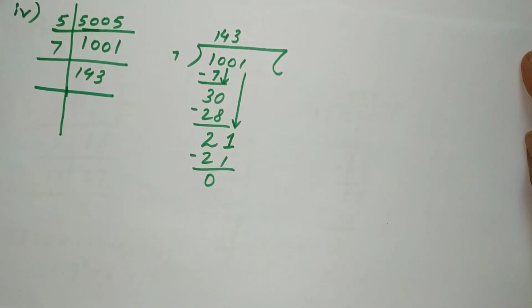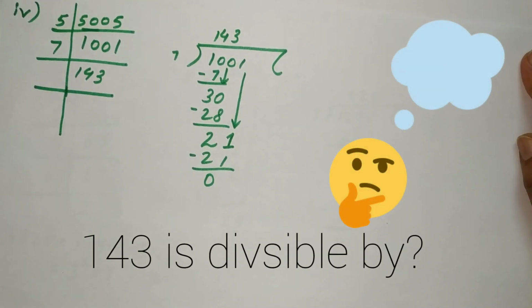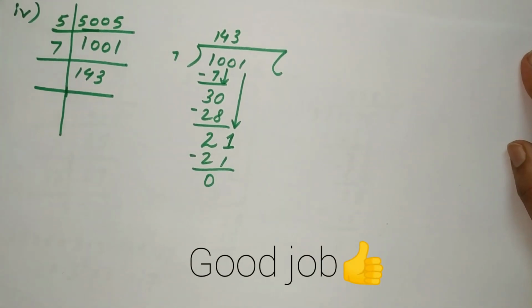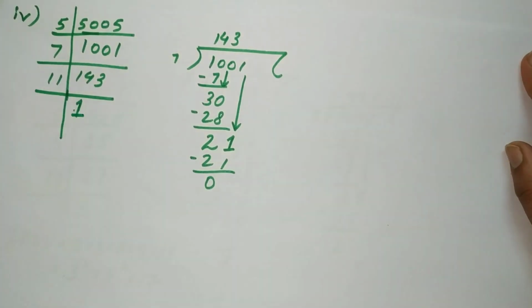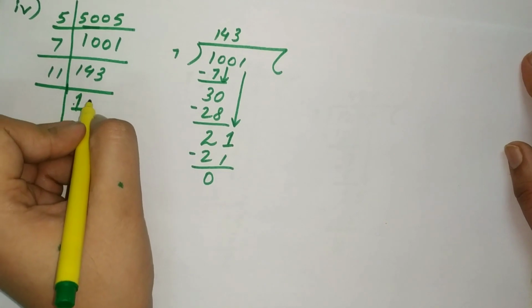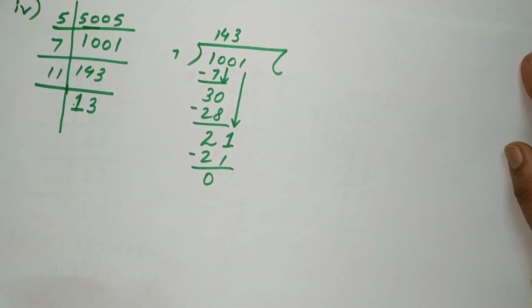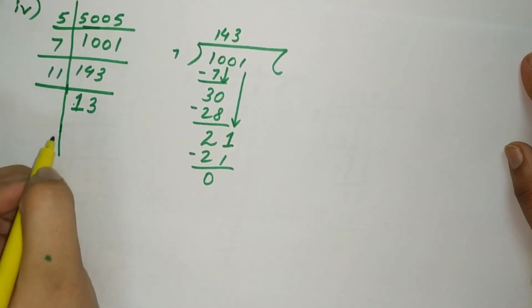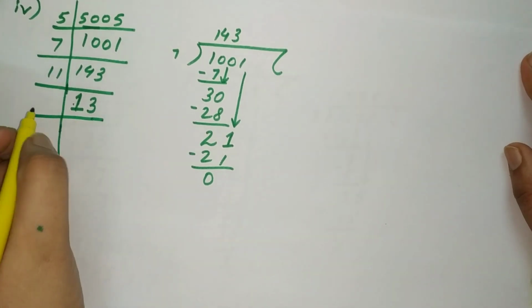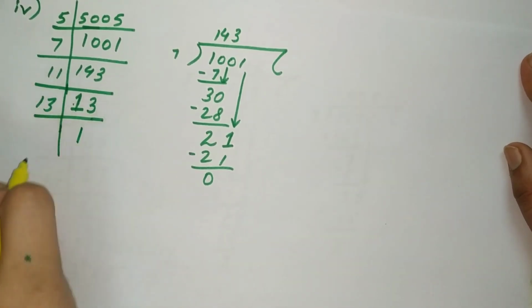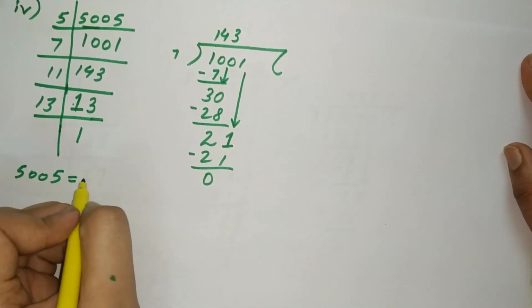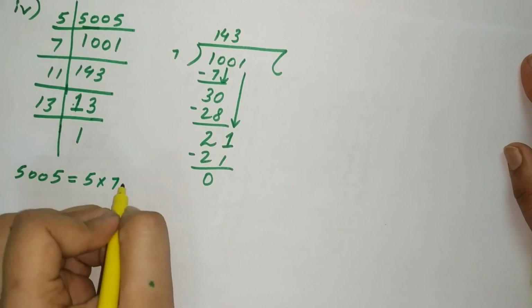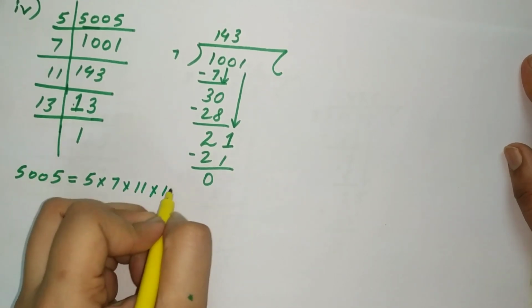Now 143 is divisible by 11. 11 ones are 11 and 11 threes are 33. Now 13 is a prime number, hence 13 is divisible by 13, and the prime factors of 5005 can be expressed as 5 multiply 7 multiply 11 multiply 13.